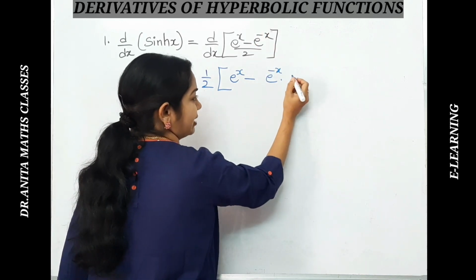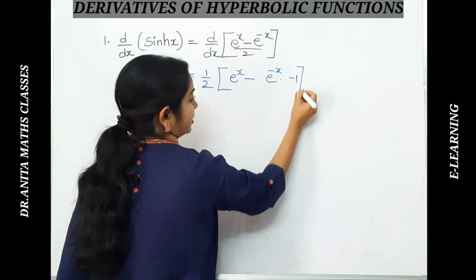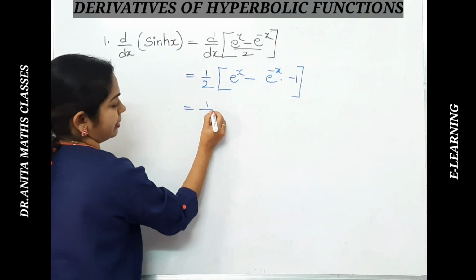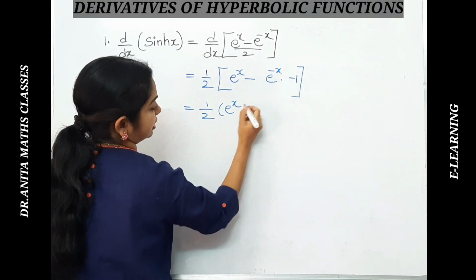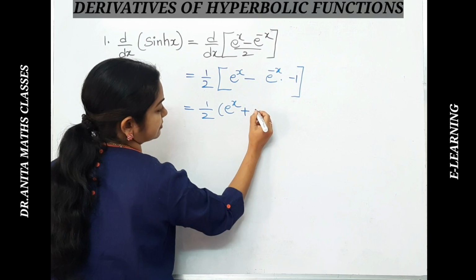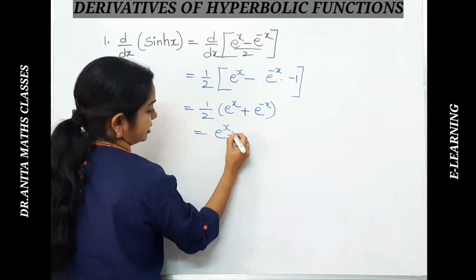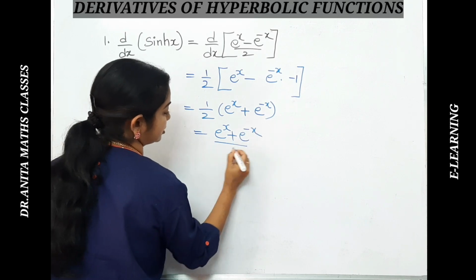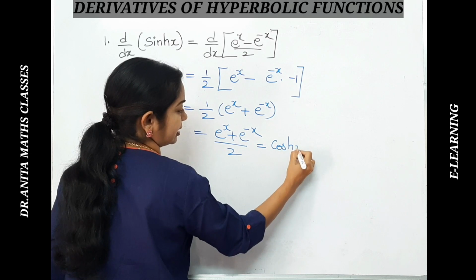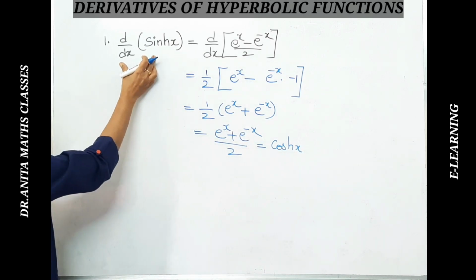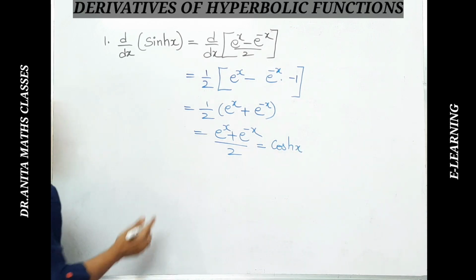Since this is not x, it is minus x. d by dx of minus x is minus 1. Right. So that means 1 by 2 e raised to the power of x. Here minus 1, if you take it out, it becomes plus e to the power of minus x. So this comes to e to the power of x plus e to the power of minus x by 2. This is nothing but cos hyperbolic x. So the derivative of sine h of x is nothing but cos h of x.